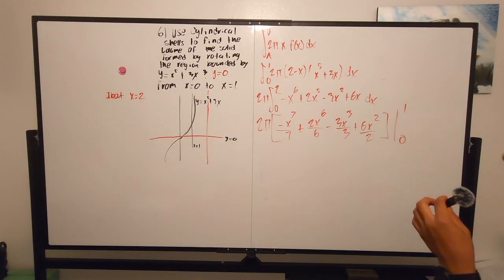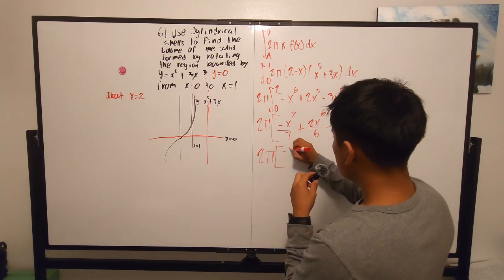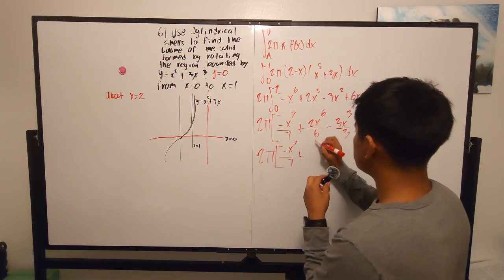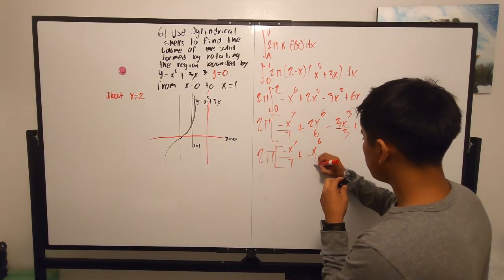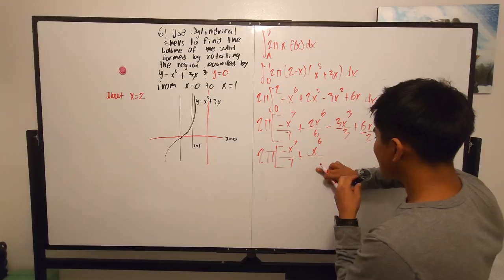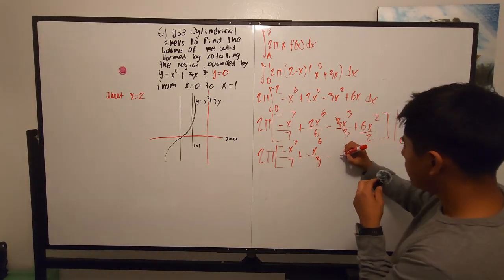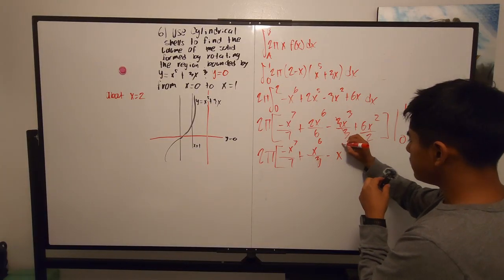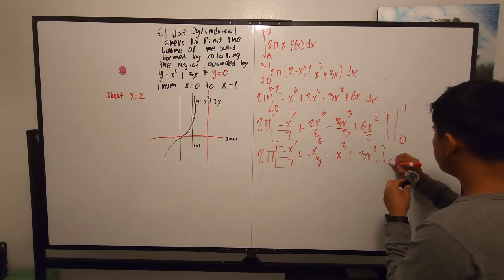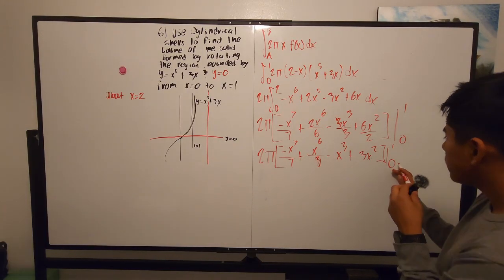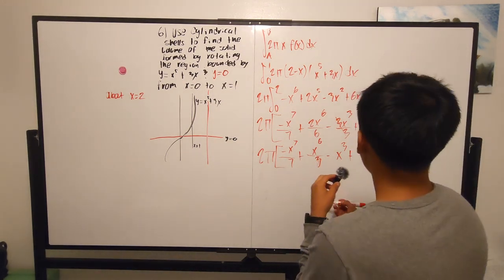Before I do anything, I'm going to go ahead and simplify this. So we have 2 pi, negative x to the 7th all over 7 plus 2 divided by 6 is going to be 1/3. So these guys cancel out with each other, so that leaves x cubed plus 6 divided by 2 is 3x squared, evaluated from 0 to 1. If you plug in a 0 here, this whole thing is just going to be 0, so we're just going to evaluate from 1.